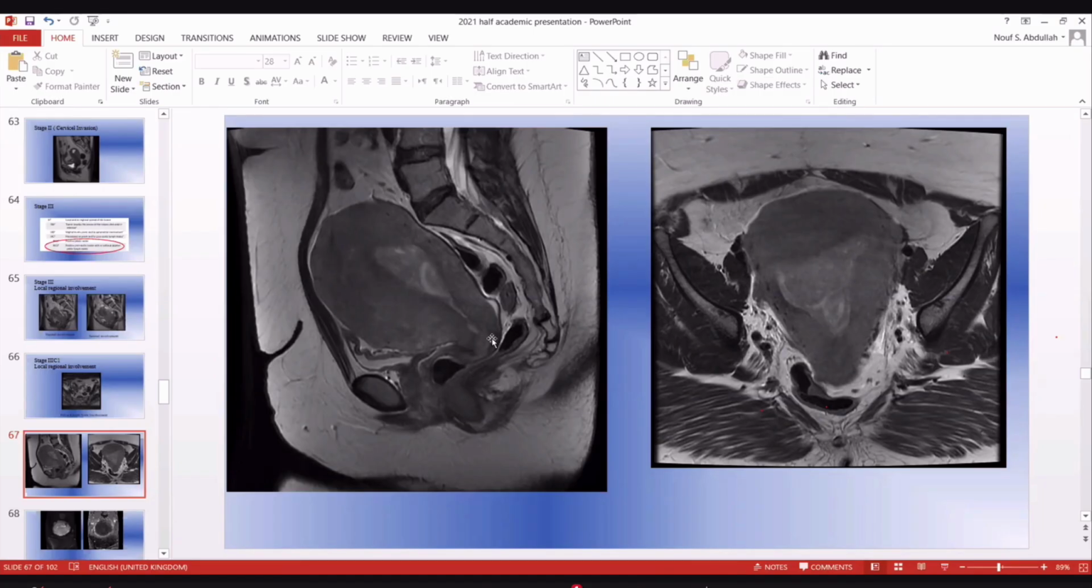Is there any other possible differential diagnosis? Is it possible to be arising from here and going into the endometrium? Yeah, this is another possibility. Could be coming from the myometrium with invasion into the endometrium, and it could be a sarcoma rather than an adenocarcinoma. So I would still recommend biopsy.